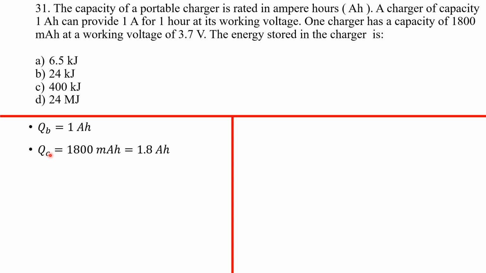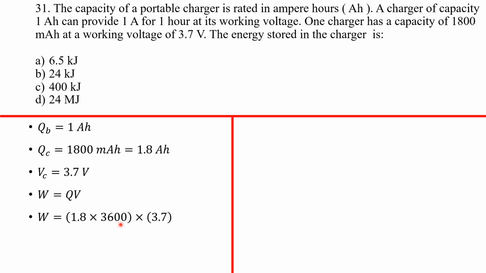Since the question is about the charger, the capacity of our charger is 1800 milliampere hour. Put that in ampere hour, that's 1.8 ampere hour. The working voltage of our charger is 3.7 volts. So our work done, which is the energy stored by the charger, is QV. Our Q here is 1.8 ampere hour.